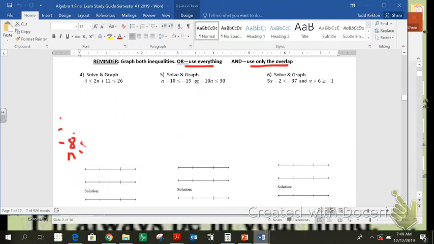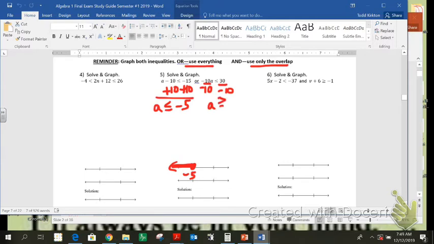So the second one says or, so we know it's an or. So I just need to solve each of the inequalities. So plus 10, a is less than or equal to negative 5. Just because I get a negative does not mean that I flip the inequality. It's when I divide. Now this one I'm going to divide by a negative. So I get a greater than or equal to, so it switches, negative 3.